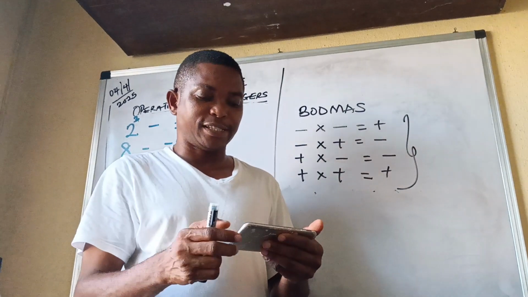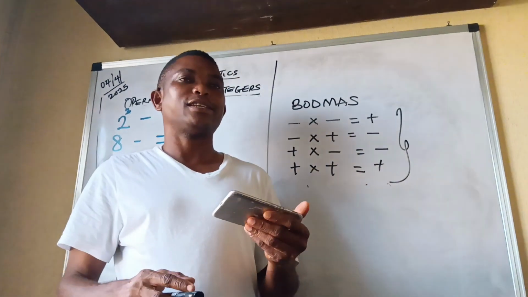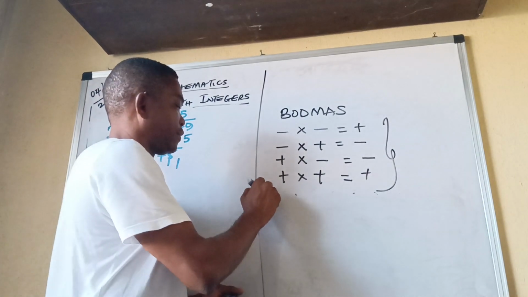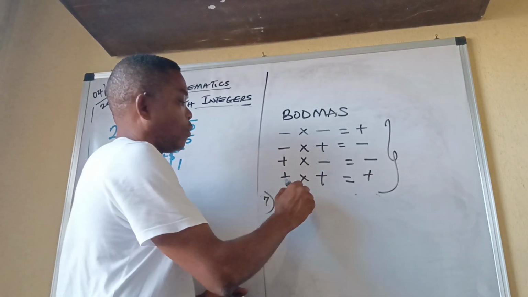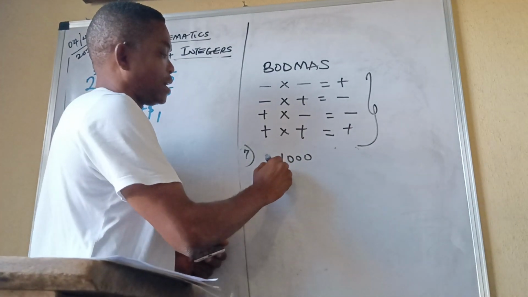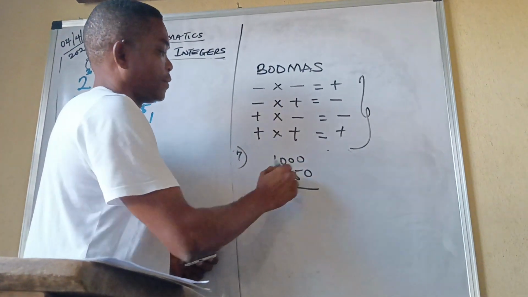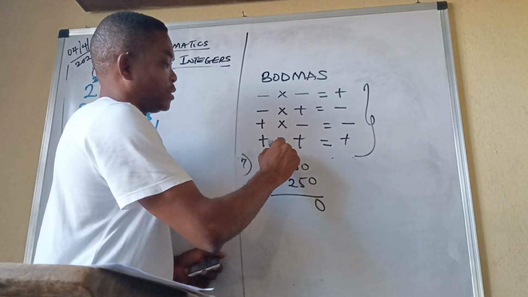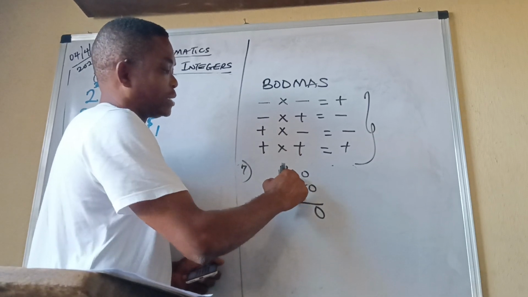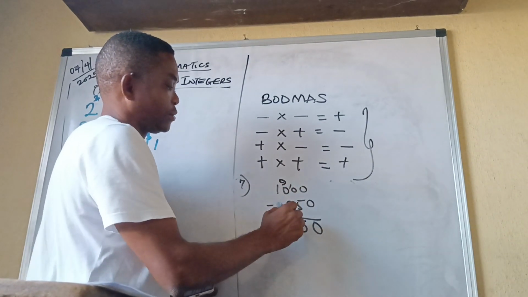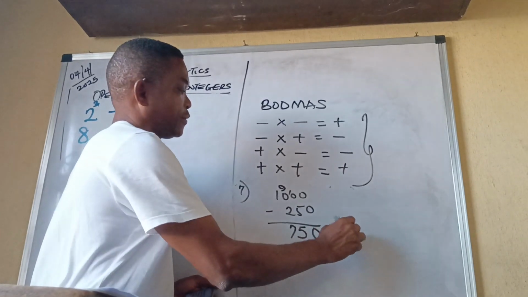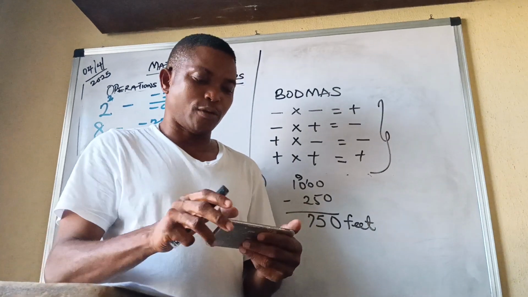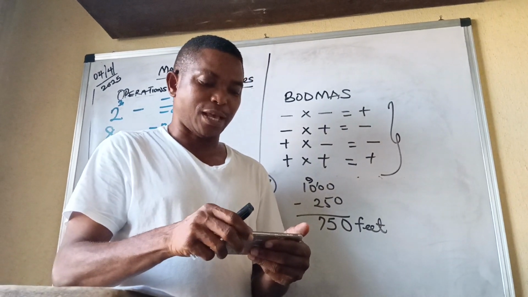So a hint is given. Think of sea level as 0 feet. Since it's difference, for question 7, you will just say 1,000 feet minus 250 feet. 0 minus 0 is 0. 0 minus 5 is not possible. Borrow 1 here. So we are left with 9. Here it turns to 10. 10 minus 5, 5. 9 minus 2 is 7. So our answer is going to be 750 feet. So for question 7, we write 750 feet as our answer.